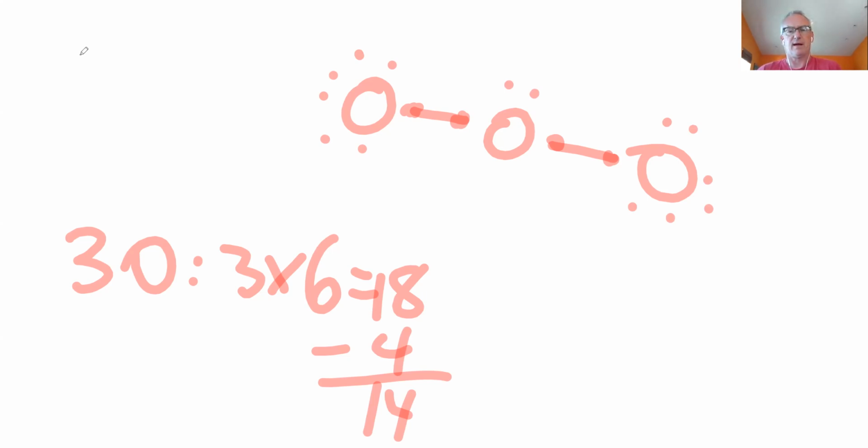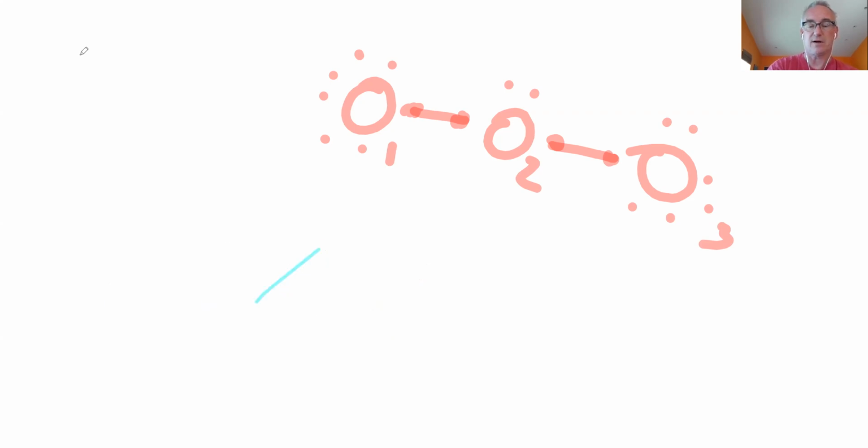So, we have 3 oxygens. I'm just going to label them 1, 2, and 3. How many total electrons do oxygen 1 and 3 both have, since they're identical? Oxygen 1 and oxygen 3 on the outside have the same number of total electrons. How many is that? 8. Right. They have 3 lone pairs for a total of 6, plus a bond for 2 more, so 8. They're happy. They have a full octet.